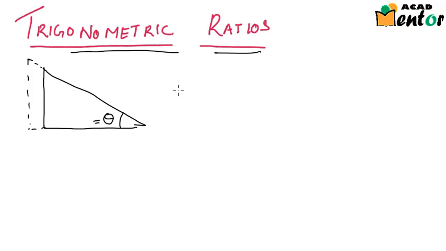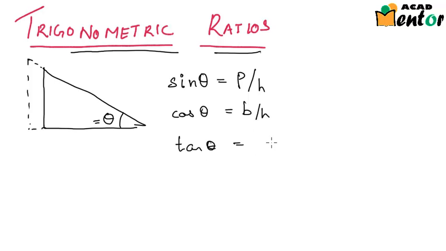We saw 6 different ratios for a right angle triangle. For the angle theta, we saw sine theta was equal to perpendicular by hypotenuse. We saw cos theta, which was base by hypotenuse. Then we saw tan theta. Tan theta was sine theta by cos theta, or perpendicular by base.